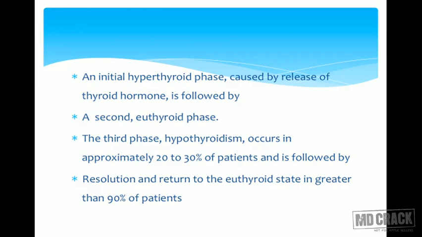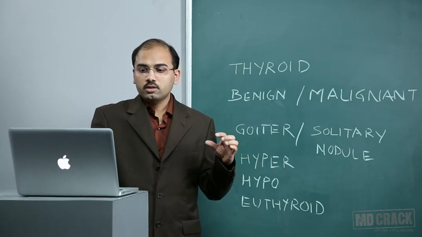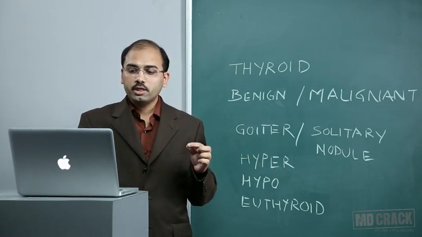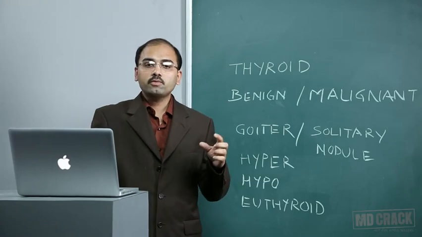So this subacute thyroiditis will have various stages. We have an initial hyperthyroid phase, caused by release of thyroid hormone, followed by a second euthyroid phase when there is resolution of inflammation. The third phase of hypothyroidism occurs in approximately 20 to 30% of patients and is followed by resolution or return to the euthyroid state in greater than 90% of the patients. So these stages should be remembered in the subacute form of thyroiditis.